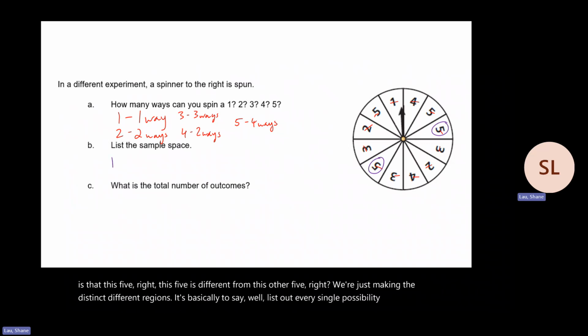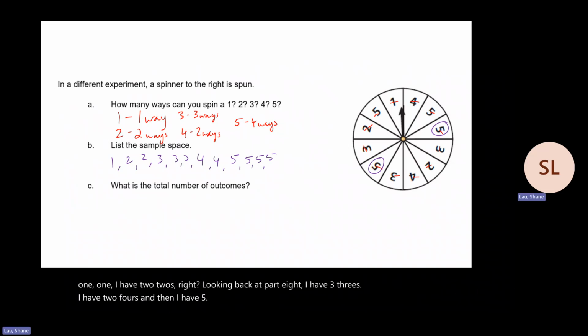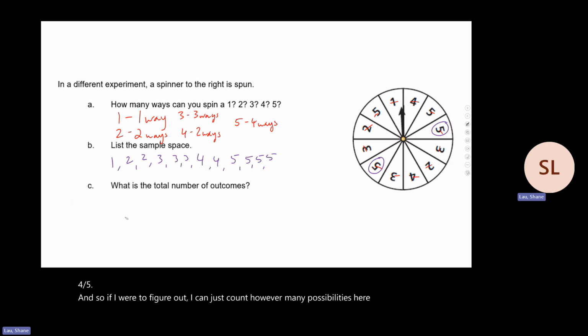So I have 1, 1. I have 2 2s. Looking back at part A, I have 3 3s. And I have 2 4s. And then I have 4 5s. Getting a little confused there. Okay. And so if I were to figure out, well, I can just count however many possibilities here, I'm going to have 12 outcomes.